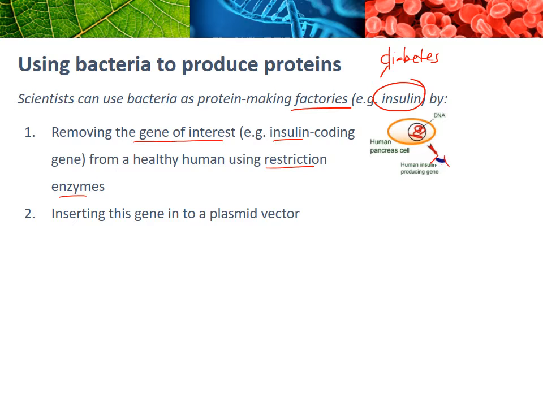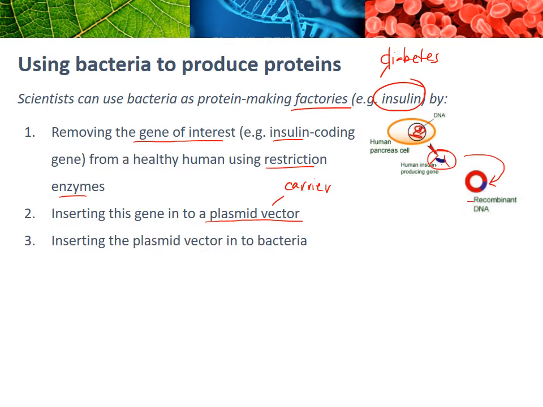Then this gene is inserted into a plasmid vector. The vector basically means that it will be a carrier. So the plasmid, like we saw in the last slide, is that circular DNA found inside a bacteria. So this gene gets inserted into a plasmid. So that was the gene there. We've put it inside a plasmid, and now we have a recombinant DNA. We've kind of made a new plasmid by putting this gene in there. This plasmid is then inserted into a bacteria.